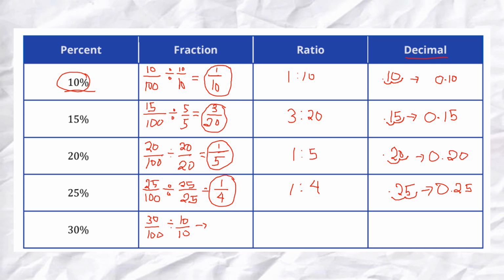Then lastly, we have 30%, so 30 over 100 divided by 10. So we now have 3 over 10. In ratio, that is 3 is to 10. In decimal, we have 30%. Move to the left twice. 1, 2. So we now have a decimal form which is 0.30 or 0.3.